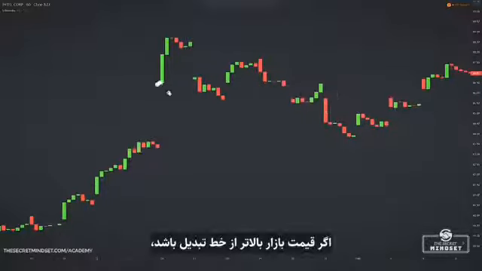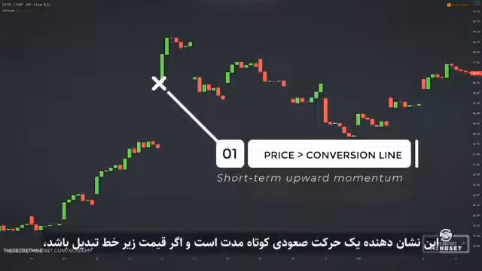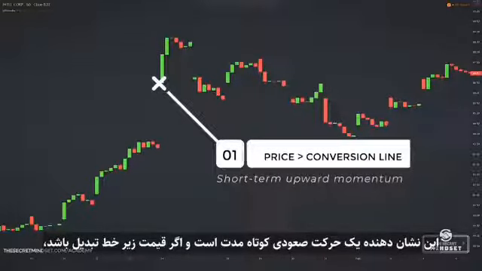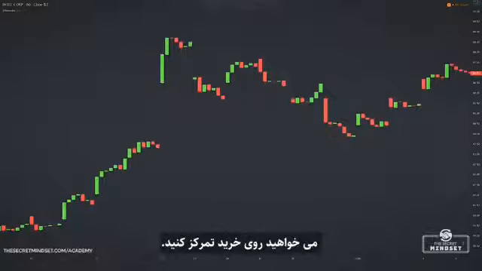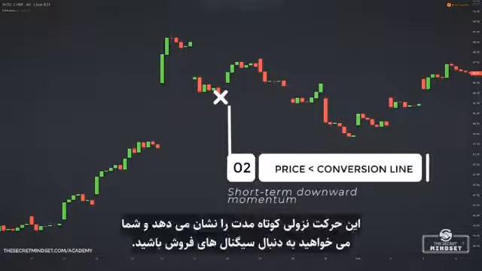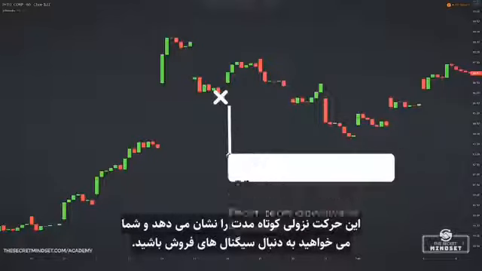If the market price is above the conversion line, this indicates a short-term upward momentum, and you would want to concentrate on buying signals. If the price is below the conversion line, this shows a short-term downward momentum, and you would want to search for selling signals.